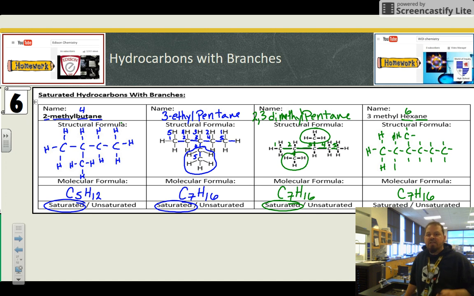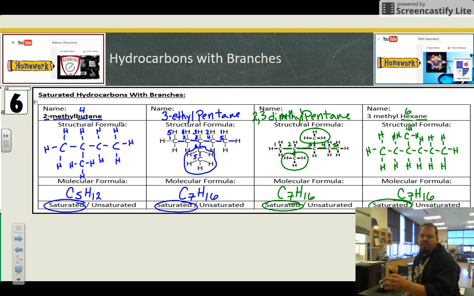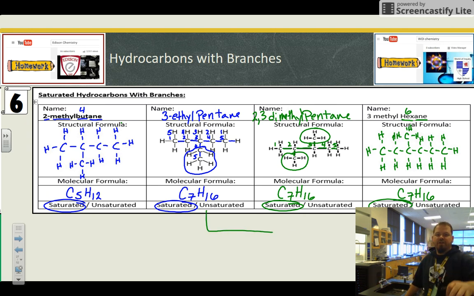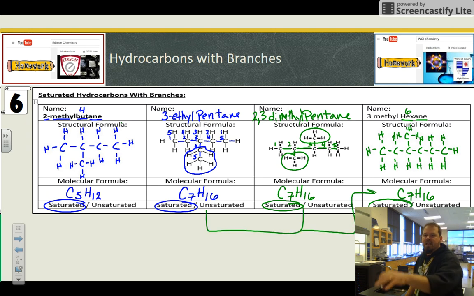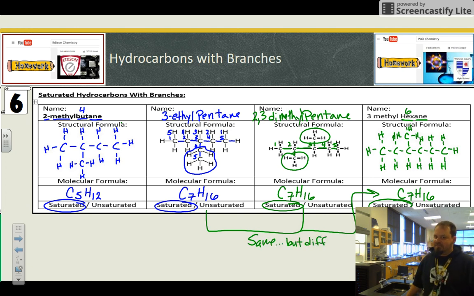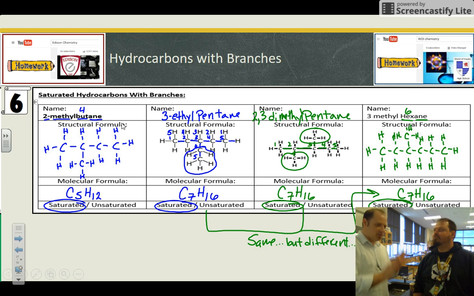And notice, this is a good way of leading into the next video. See how it's C7H16 and C7H16 and C7H16. Notice those are the same molecular formulas with different structures and different names. That's a little foreshadowing into the next video. Okay, how's that for you? Same but different, but still the same.